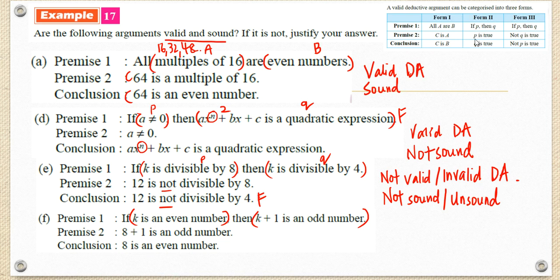If it's form 1, P is true, meaning you have to write down statement P first. Meaning it has to write down 8 is an even number first. Only then your conclusion will become 8 plus 1 is an odd number. So this is not valid, invalid, because it does not comply with either one of these forms. Or we say it's an invalid deductive argument. But we have to see whether these are true or not. We know that premise 1 is already true. Then premise 2, 8 plus 1 is an odd number. It becomes 9, right? 9 is an odd number, true. 8 is an even number, true. So it can be not valid, but sound.